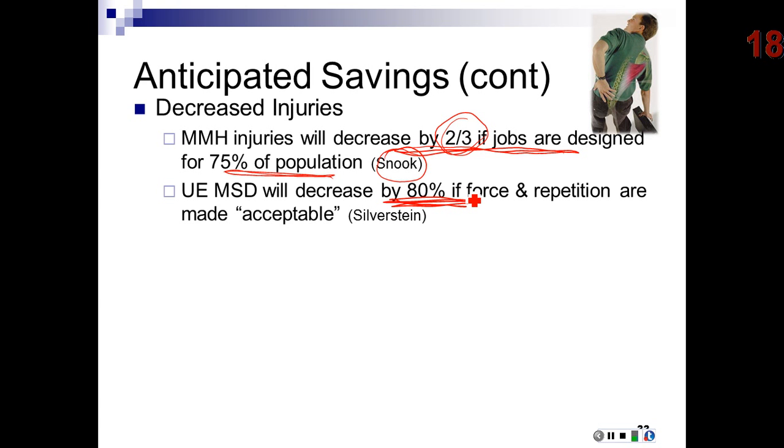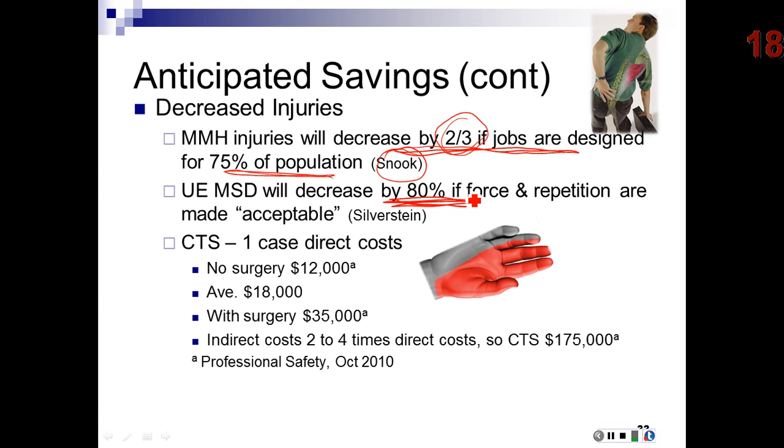You can also go find information on costs of injuries, for example, carpal tunnel syndrome. In one case, the direct medical costs, if there's no surgery, are $12,000. If it's with surgery, $35,000, so about 3 times as much. On average, a CTS case is $18,000. That's just purely medical. If you add indirect costs, they're estimated at 2 to 4 times the direct cost. And so a single case might cost your company $175,000.